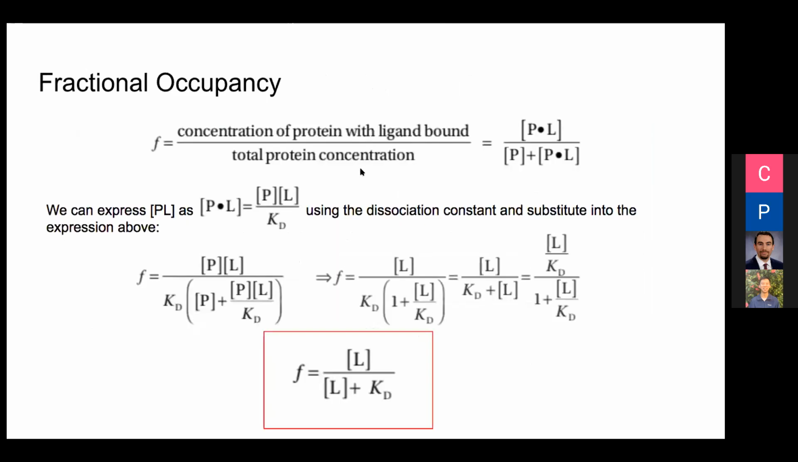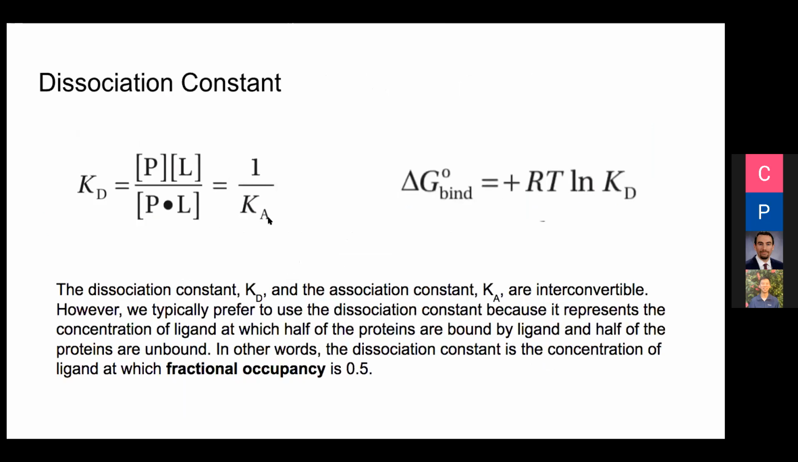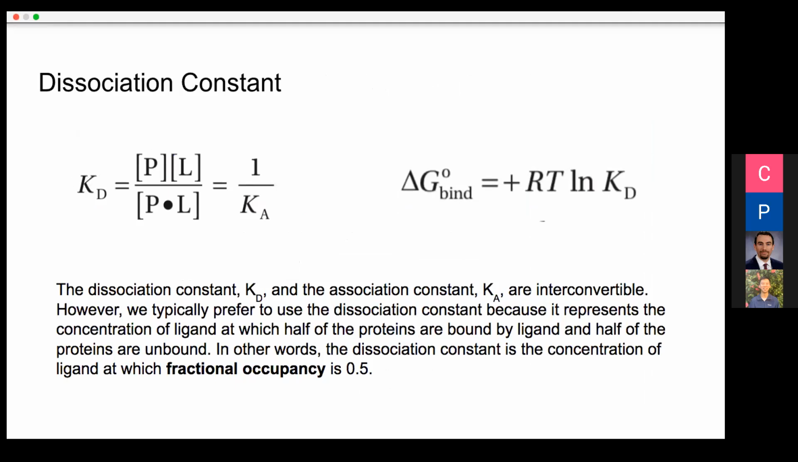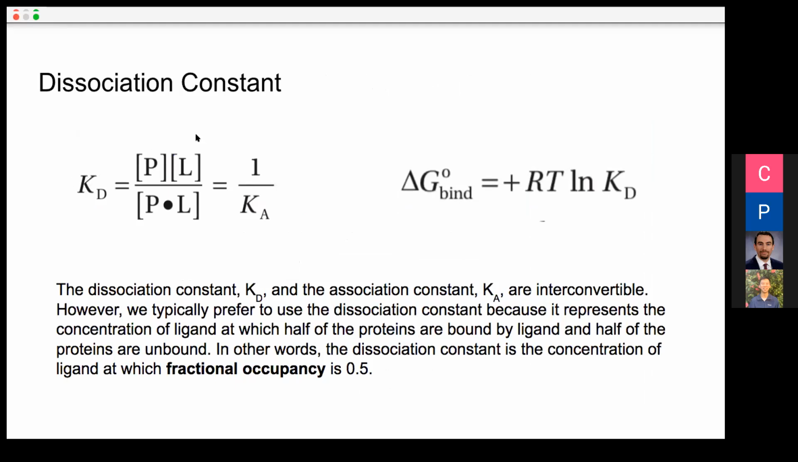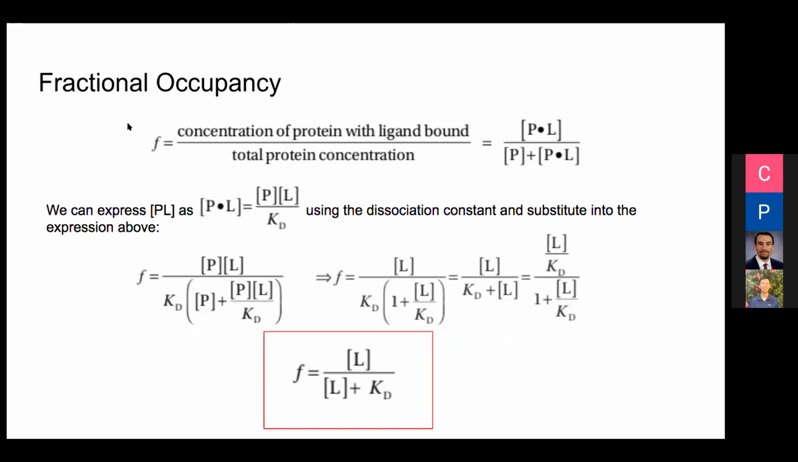So before I mentioned fractional occupancy in relation to the idea of why we use KD over Ka, right? I'll remind you that KD is the concentration of ligand at which half the protein is bound with ligand, and that's known as fractional occupancy 0.5. So going back to the idea of fractional occupancy in general, or fractional saturation, it is the fraction of protein that is bound with ligand, or for example, the fraction of DNA sequence bound with protein. It doesn't really matter, it's just a fraction of one species bound by another species.